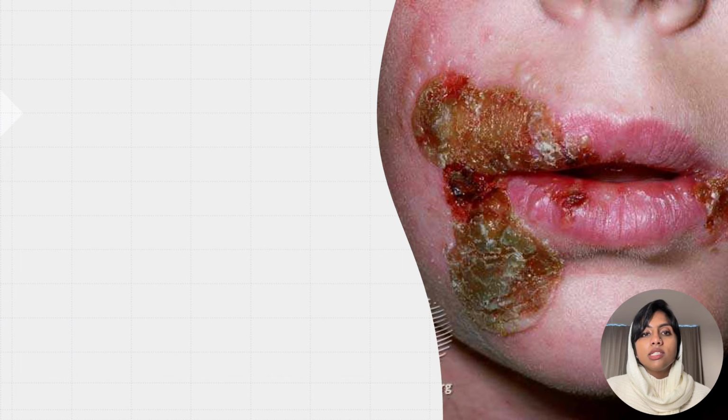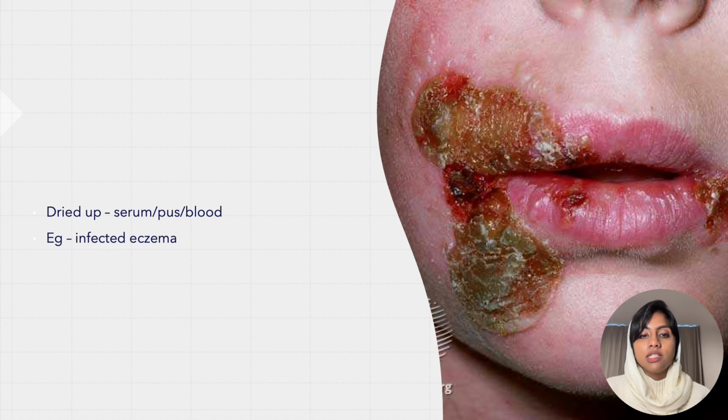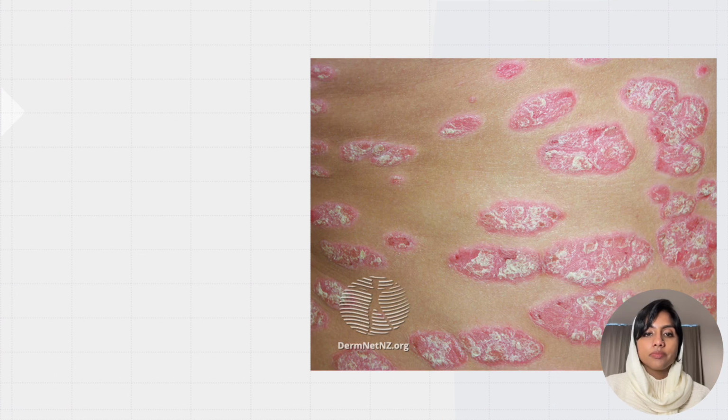Along with this, you can see a bit of redness, a bit of erythema, isn't it? Erosion. You can see some of the skin underneath. So what is this? This is dried up serum or pus or blood. So this is a case of infected eczema. So what do you call the secondary lesion? It's called a crust.